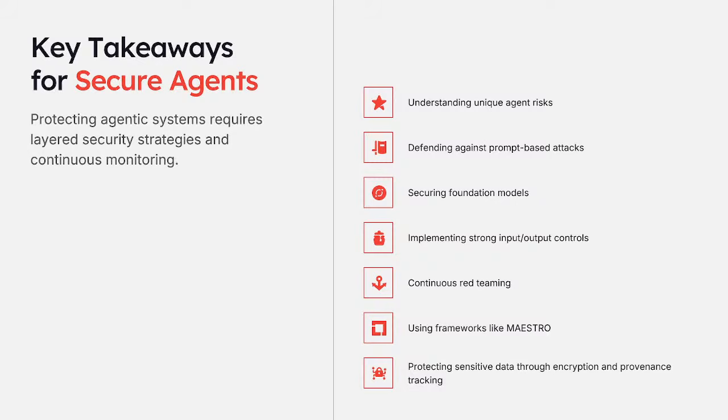So key takeaway, guys. Protecting an agentic system requires layered security strategies and continuous monitoring. You cannot just implement one security layer. If you protect the database, make sure you protect the transport layer, make sure you protect the MCP or the API, everything is protected, and make sure the agentic systems themselves are protected. So use guardrails in and out.